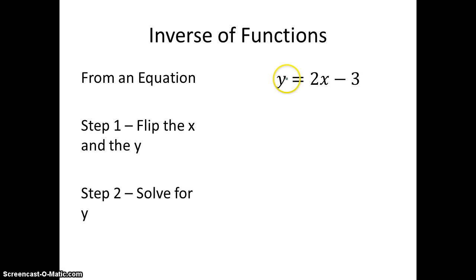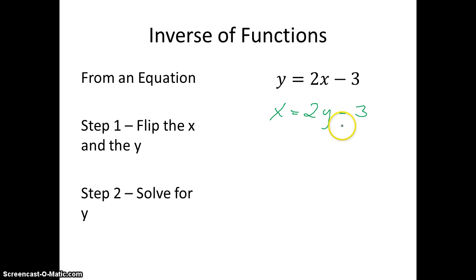Now, inverse of a function from an equation. So when finding the inverse of a function from an equation, we have two steps. Flip the x and the y, and then solve for y. So by flip the x and the y, I mean just basically switch spots with them. So I have x equals 2y minus 3. Now my next step, solve for y. So now I got to try to get y by itself again.